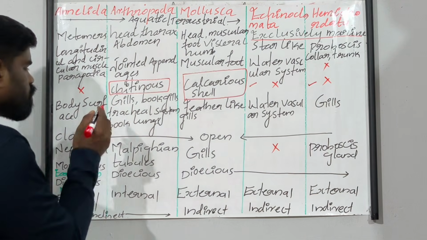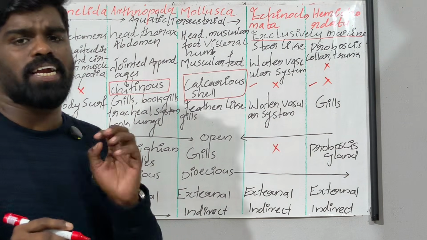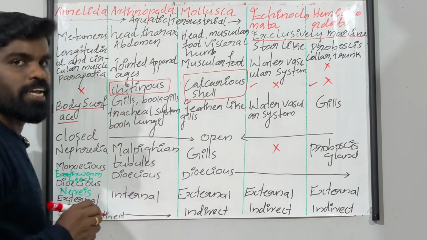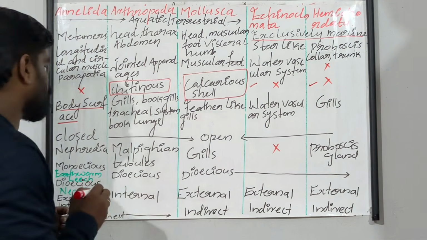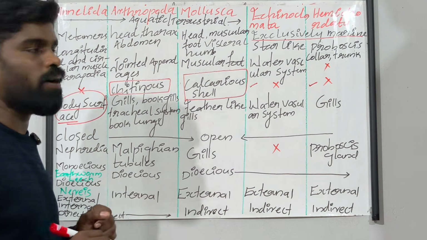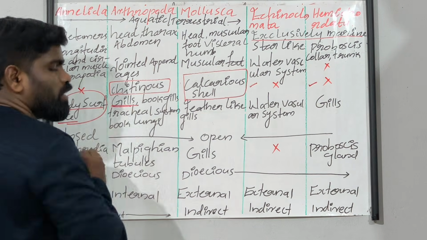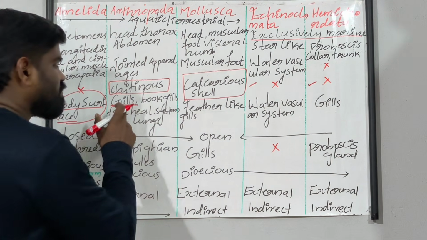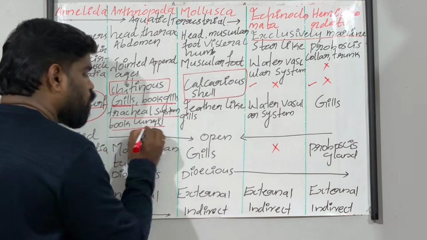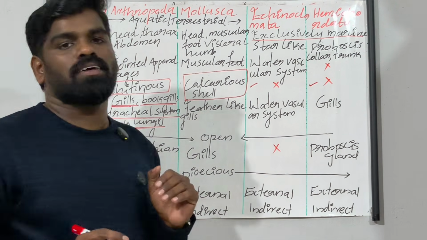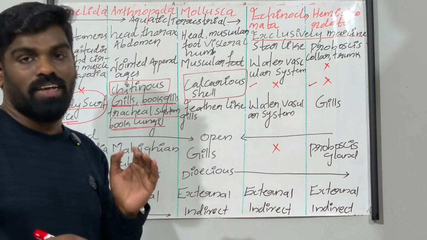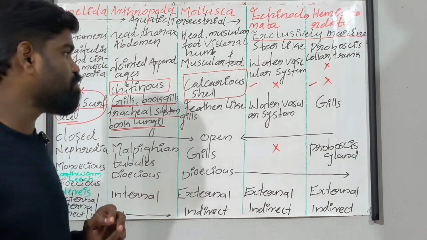Now, the respiratory structure. In Annelida, respiration takes place through the body surface. In Arthropoda, they have different respiratory structures: gills, book gills, tracheal system, and book lungs. So these are the respiratory structures in Arthropoda.